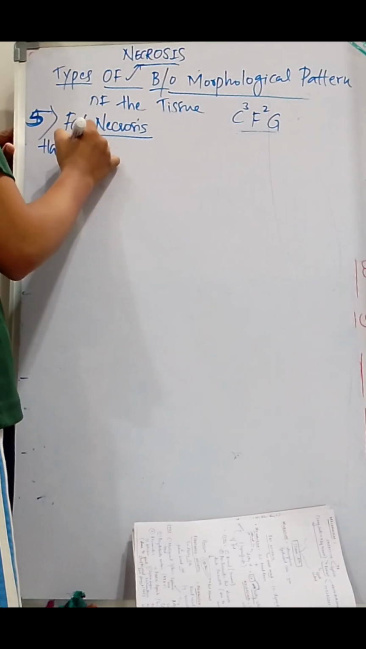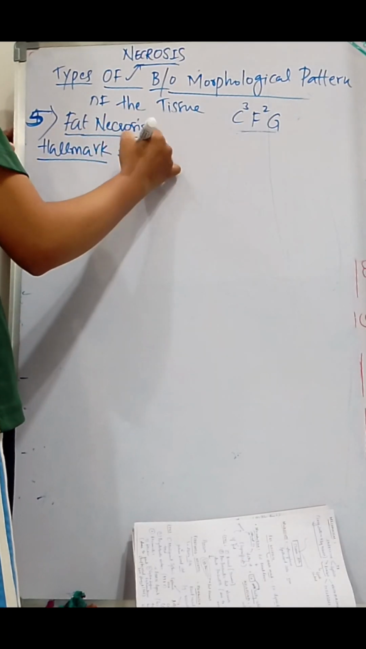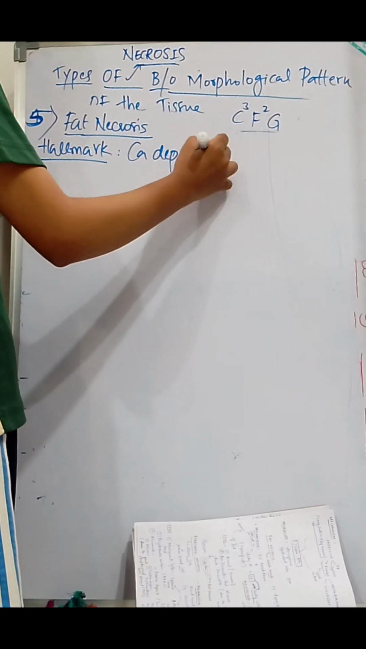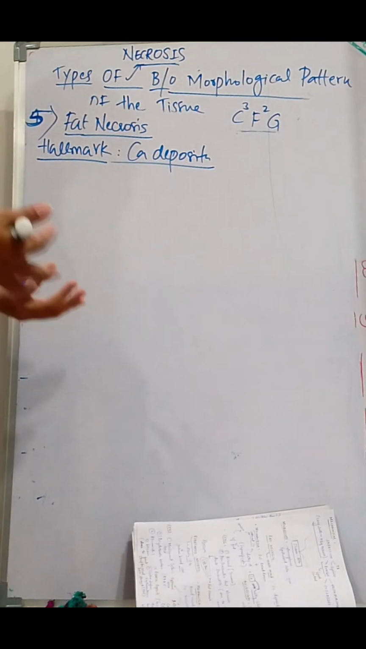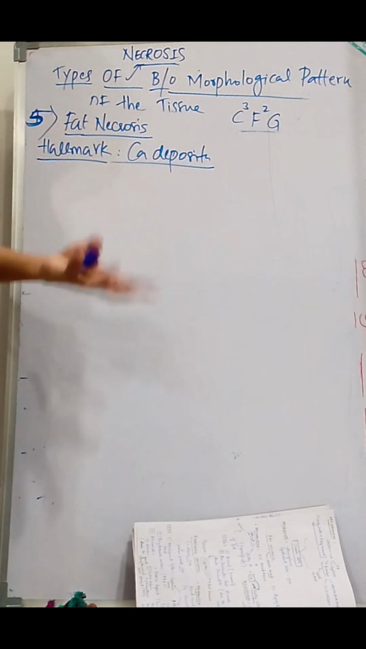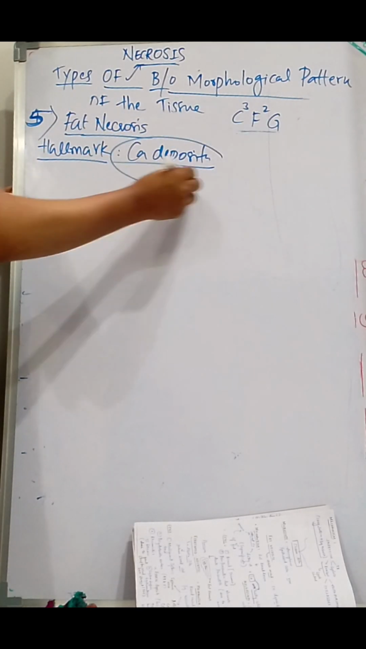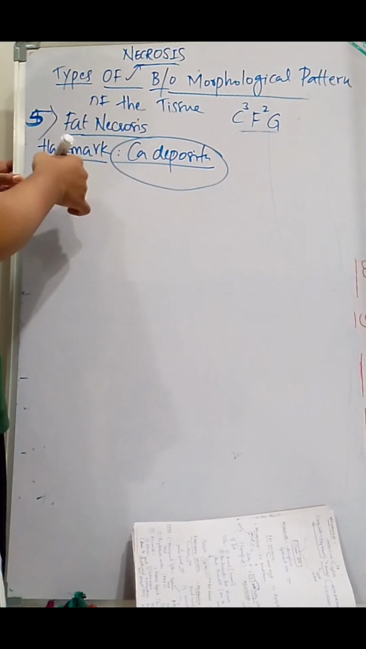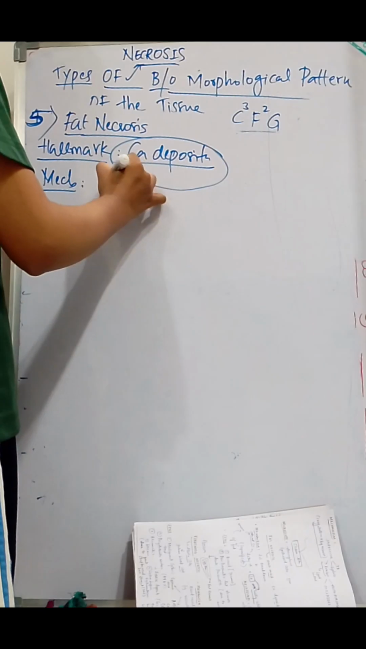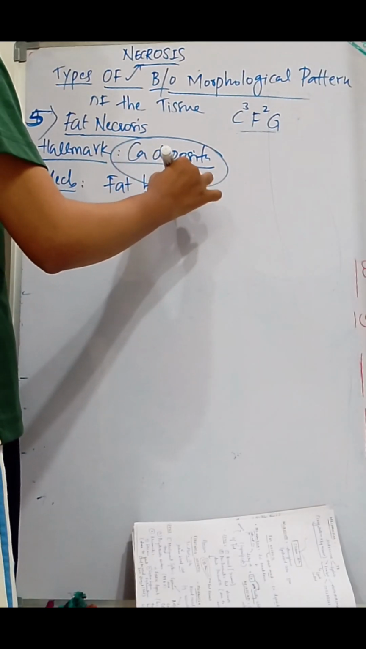Fat necrosis. So the hallmark of fat necrosis is the calcium deposition. Just imagine if all the fat is lost in the body, what we see is the bone, and the bone contains calcium. This is not scientific, just remember. And so here the hallmark is calcium deposits. So the mechanism here is obviously the fat breakdown.